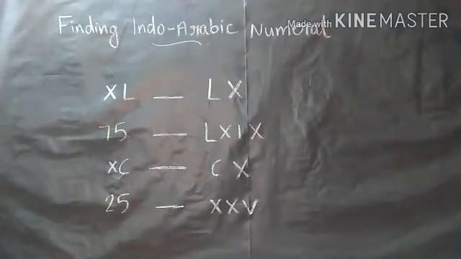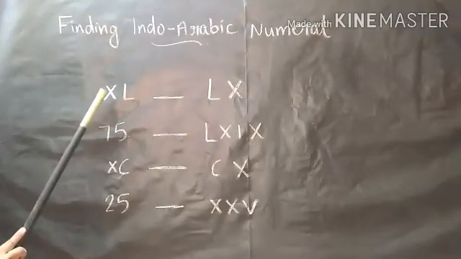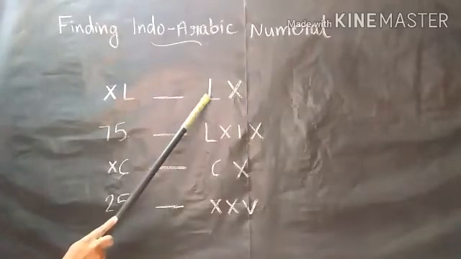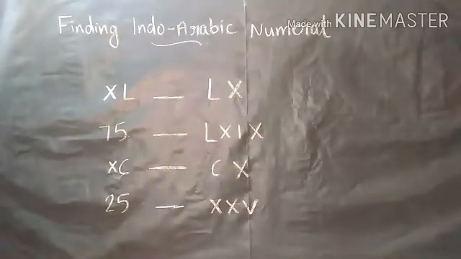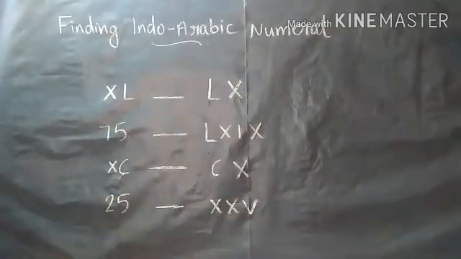Now, here we can just compare these Roman numerals and Indo-Arabic numerals. Comparison means just finding out which is the largest and smallest number. Here we have XL. Here we have LX. Which is the largest Roman numeral? Before that you find out the value of XL and the value of LX.